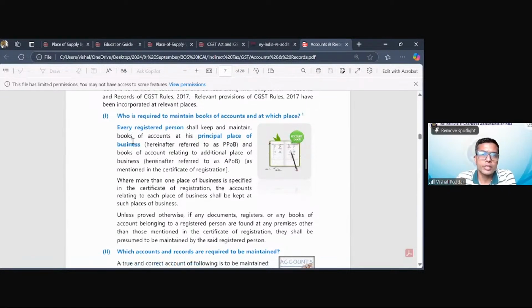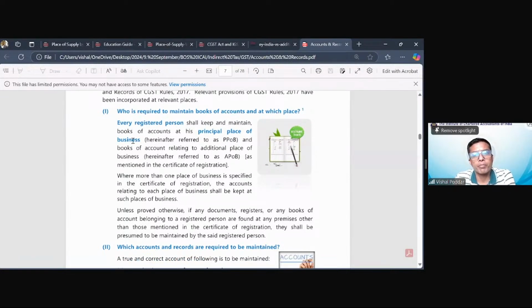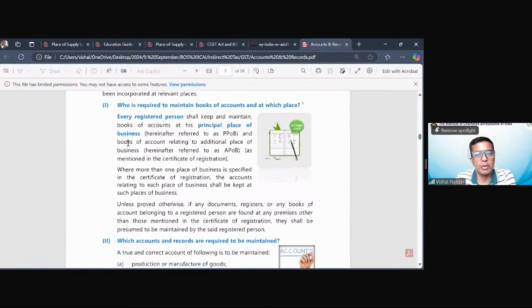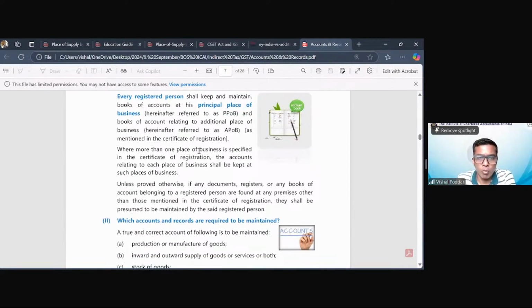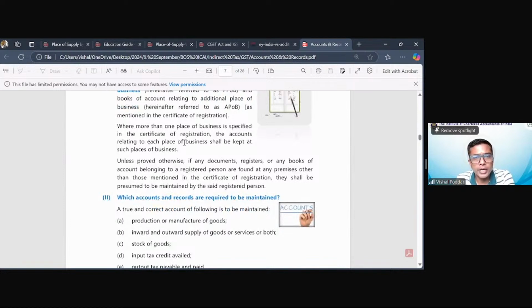So what does Section 35, 36 say about maintenance of books? First, it says every registered person shall keep and maintain books at the principal place. I'm sure everybody knows what is the principal place of business. And books of accounts relating to additional places of business, as mentioned in the certificate of registration. So at your principal place, you'll be keeping books of both the places. Where more than one place of business is specified in the certificate of registration, the accounts relating to each place shall be kept at such places.